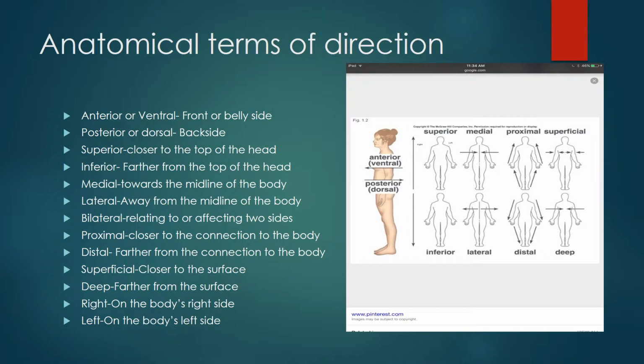Superficial means closer to the surface. Deep means farther from the surface. So, my skin is superficial to my muscle. My muscle is deep to my skin. And then right is on the right side of the body and left is on the left side of the body.